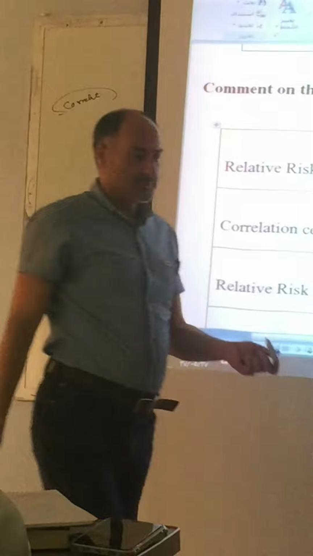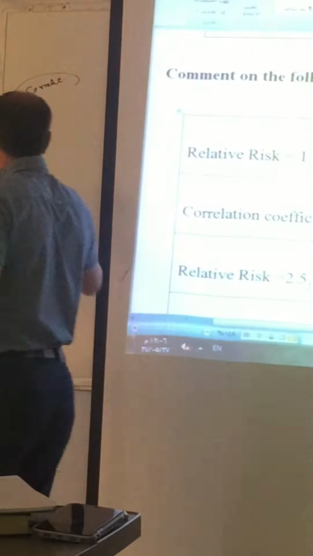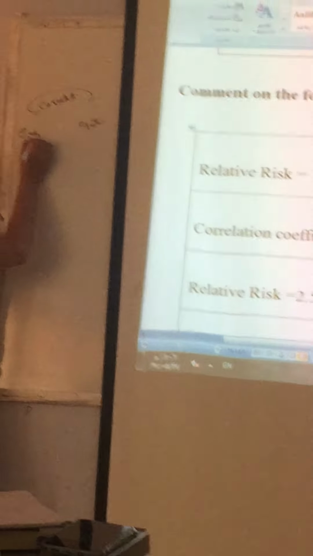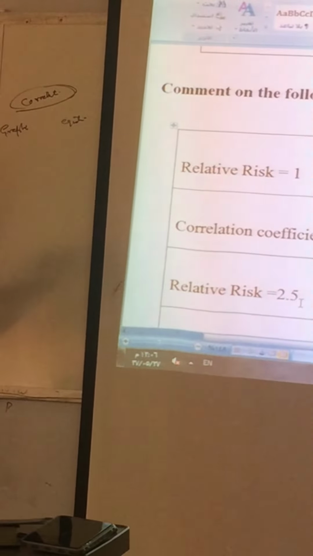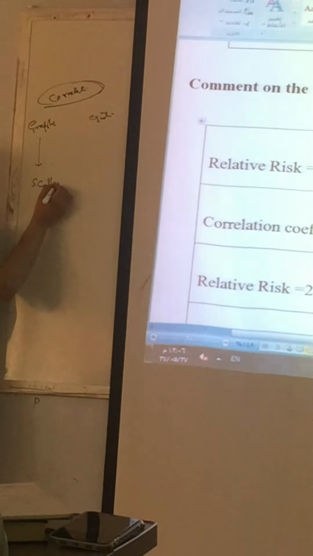This correlation you usually present in two ways: either you calculate equations, or you do it by graphs. When you do it in graphs, this is called a scatter plot.